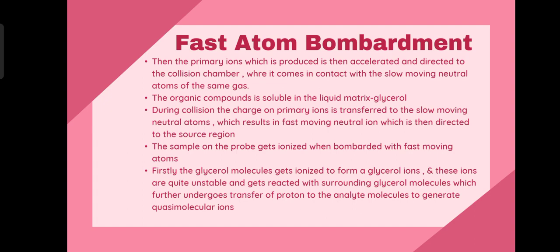Now, during the collision inside the collision chamber, the charge which is present on the primary ions gets transferred to the slow moving neutral atoms, which results in the formation of fast moving neutral atoms, and it is directed to the source region, at the probe tip where the sample analyte mixture is placed.